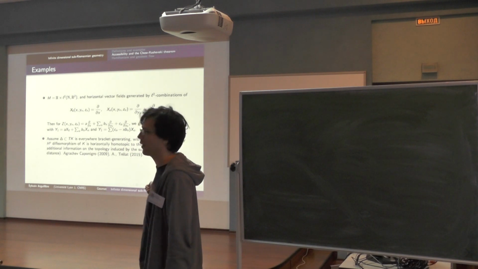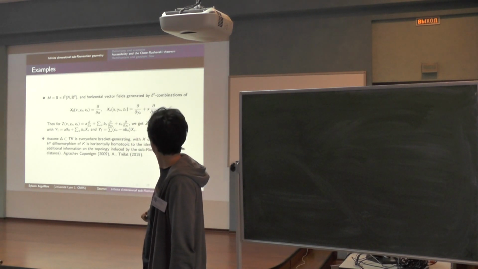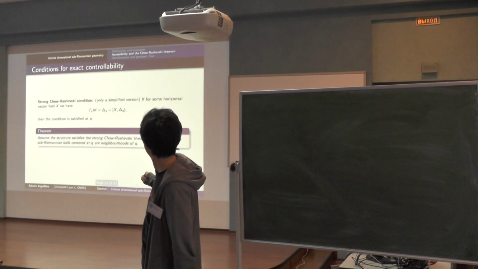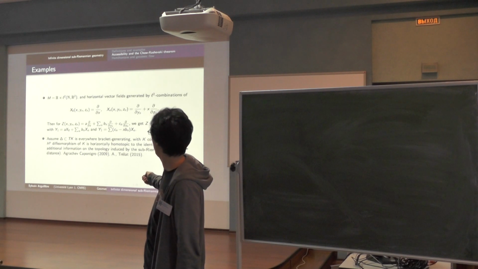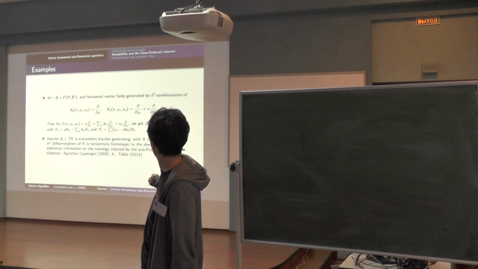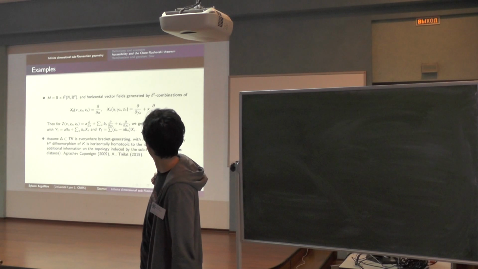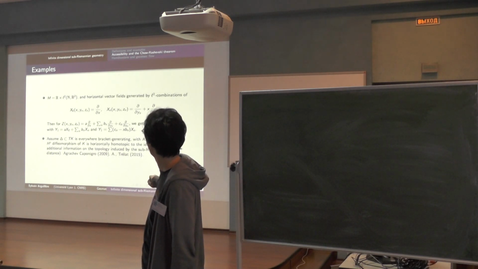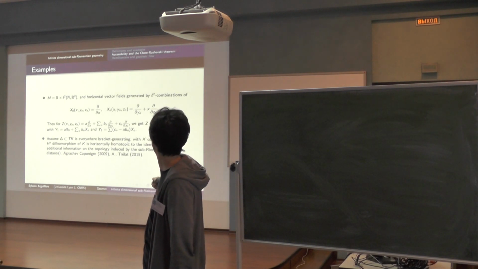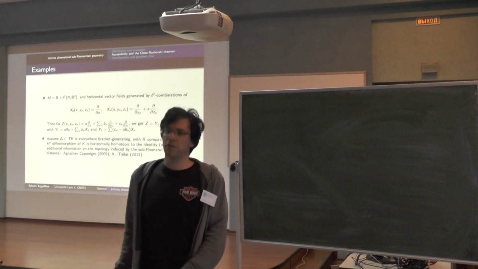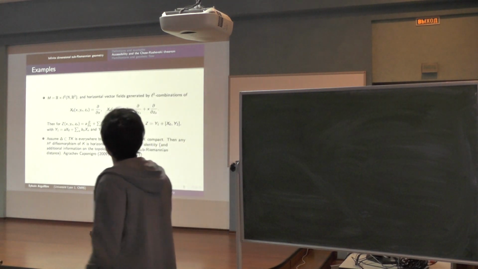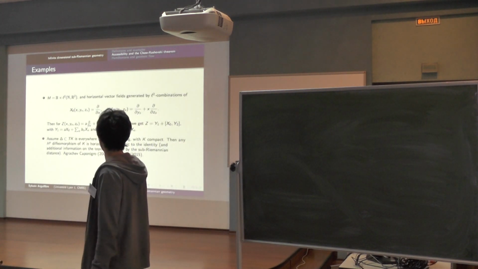And then you can check that the strong Chorowski condition is satisfied here for this vector field x given by my vector field x naught. You can check that every vector field z can be written as y1 plus the bracket between x0 and y2, where y1 and y2 are both horizontal. Okay, so that's the most trivial example where the condition is satisfied.